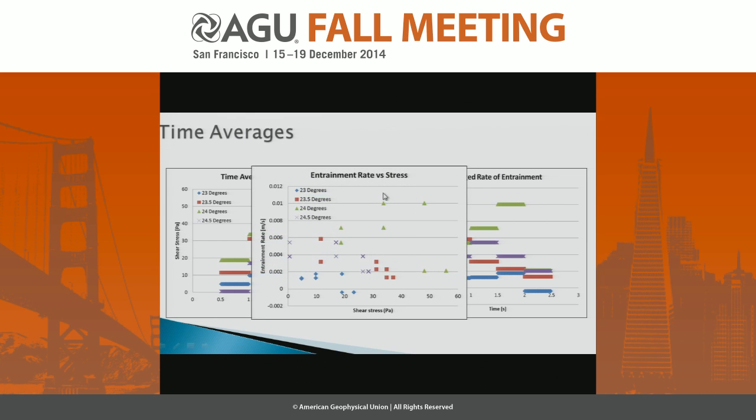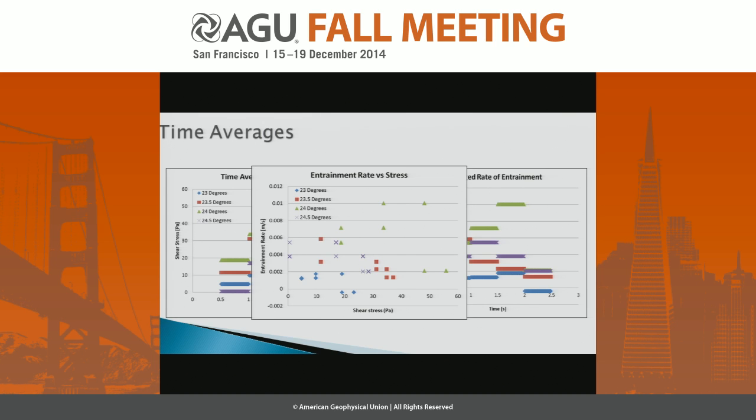And then we've got a parametric plot here. We've got shear stress on one axis and the entrainment rate on the other, and we can see here that there's not a simple relationship between the shear stress and the entrainment rate, suggesting that there are other factors going on and that we need to continue to investigate these parameters.